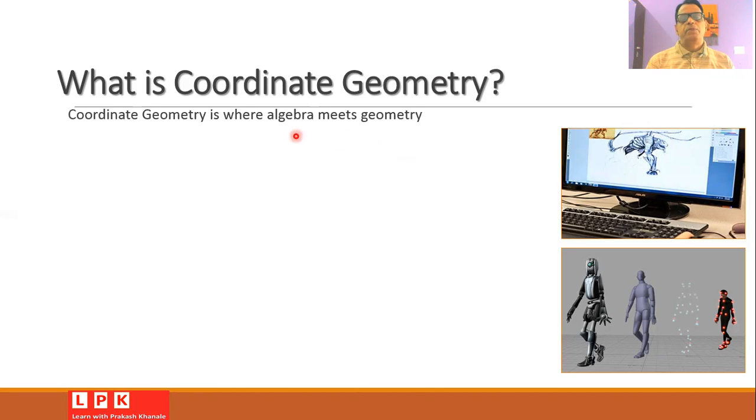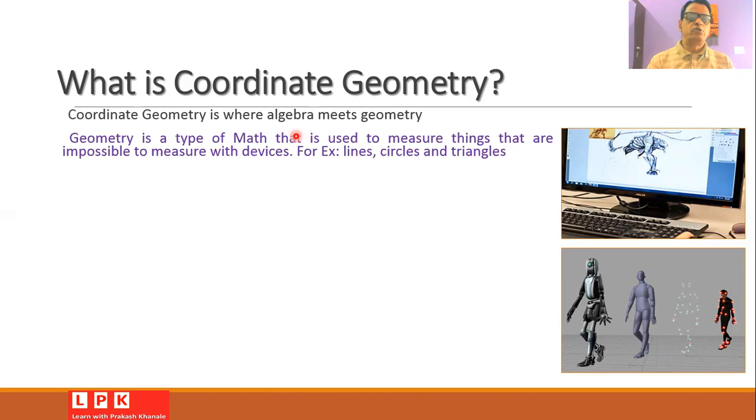Coordinate geometry is where algebra meets geometry. It is a kind of mathematics that is used to measure things which otherwise are impossible to measure with devices. For example, whenever you want to do any measurement with lines, circles, or triangles, you can make use of coordinate geometry.